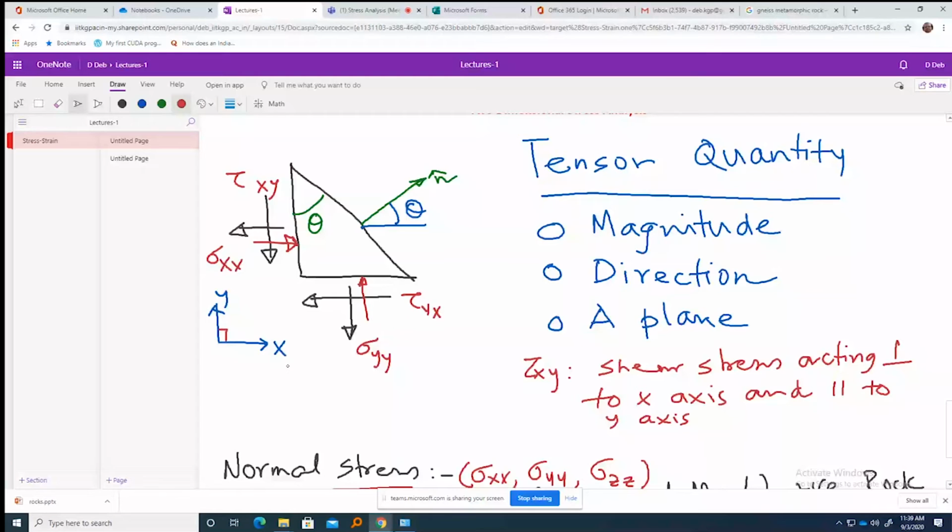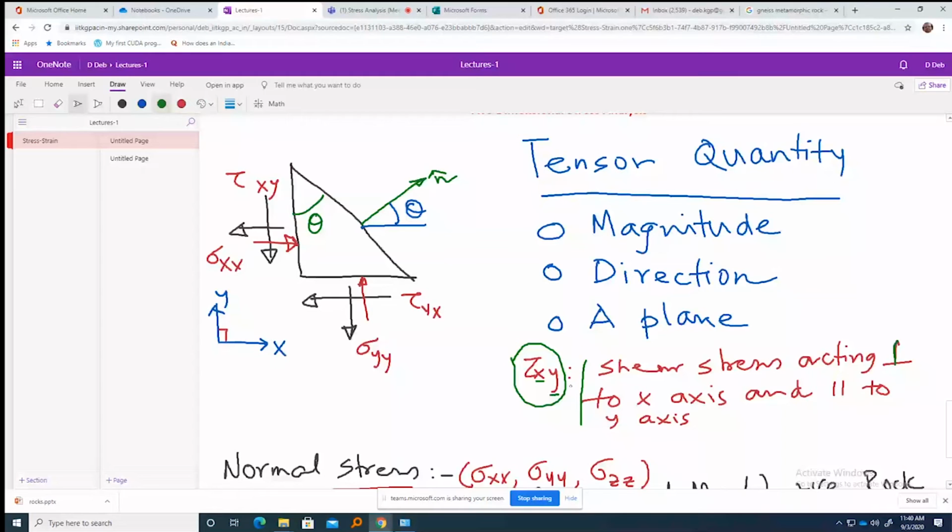And that's why you can see the subscript. This is along the x-axis, that's why it is given xx. Many books will give you only one x, but we will use two x's and two y's. Now for the shear stress, the definition is given here. How do we represent the two subscripts? A shear stress acting perpendicular to the x-axis and parallel to the y-axis, then this is the nomenclature.